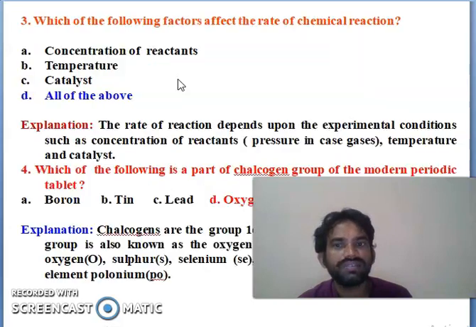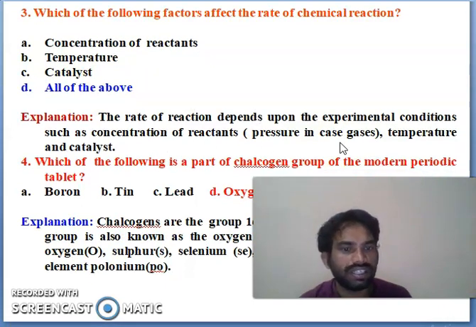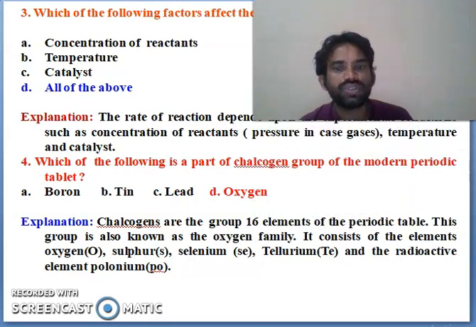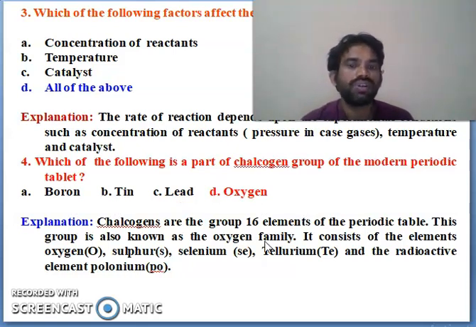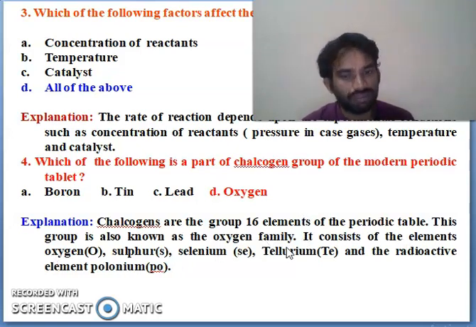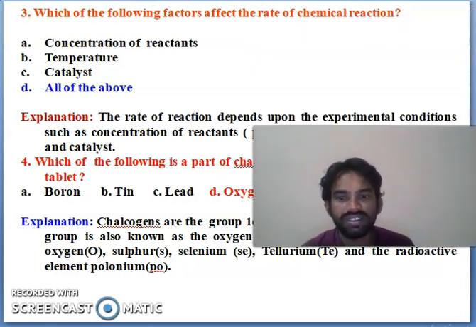Next, the third question: which of the following factors affects the rate of a chemical reaction? All of these affect it: the concentration of reactant, temperature, catalyst, all of them. I can explain here also properly, you can read it properly. And the fourth question: which of the following is a part of the chalcogen group of the modern periodic table? Boron, tin, lead and oxygen. So the right answer is oxygen. Oxygen is one of the parts of the chalcogen group in the modern periodic table. Chalcogen group elements are group 16 of the periodic table, also known as the oxygen family. So 16th is the oxygen family.